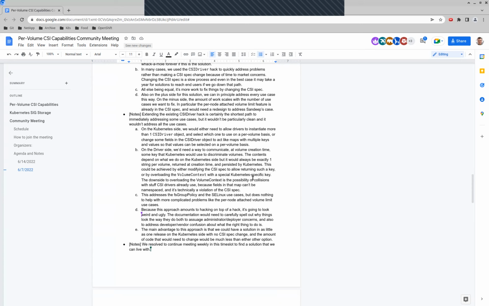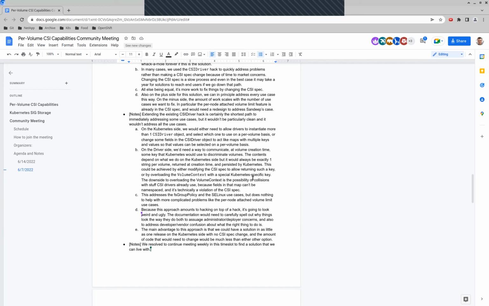The big downside to that one is it only solves some of the problems that were raised last week. In particular, it would help solve my problem of the FS group policy concern. It might help with the SE Linux labeling, but it definitely would not help with things like volume node limits. So we would have to do something else for problems that this doesn't solve.